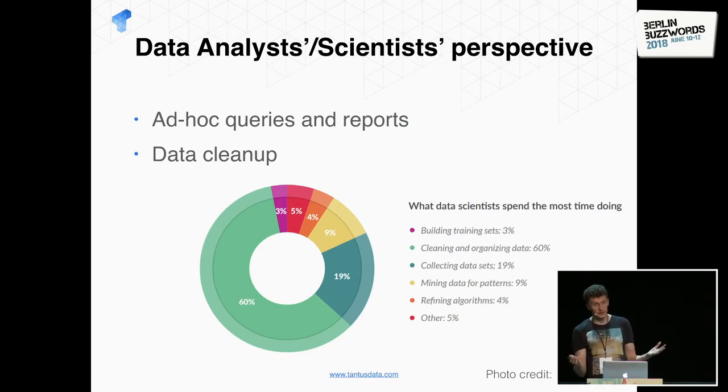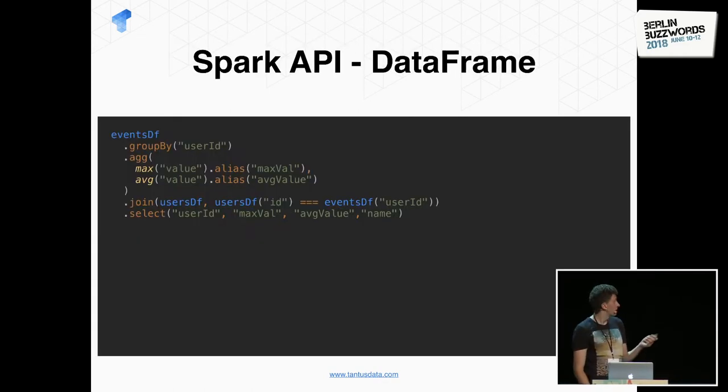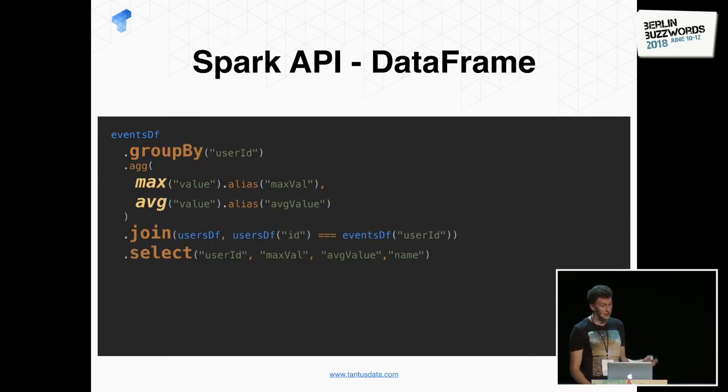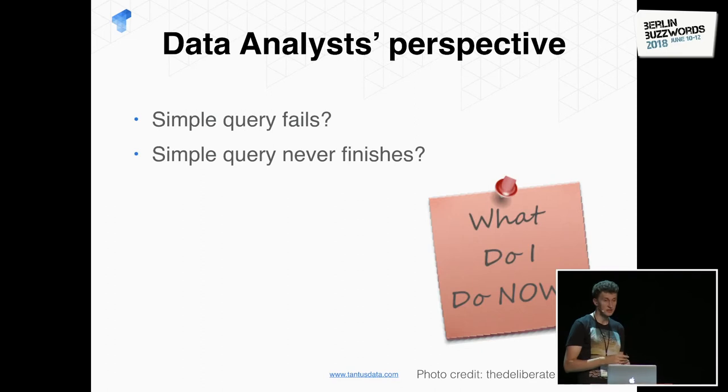Probably you don't like that, but what you would like to achieve at least is that you run these kinds of ad hoc queries as fast as possible. So Spark lets you express all kinds of ad hoc queries. Even if you are not familiar with it, if you are familiar with SQL, then you see group by, join, select. You already know what this program is doing. But the problem is that sometimes queries just fail for not obvious reasons.